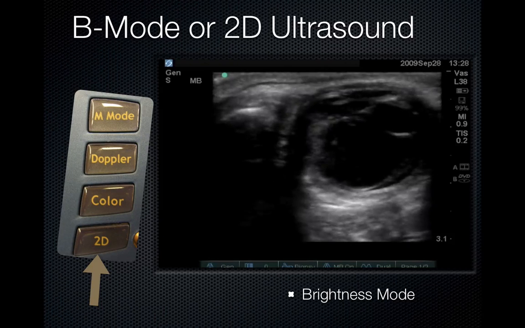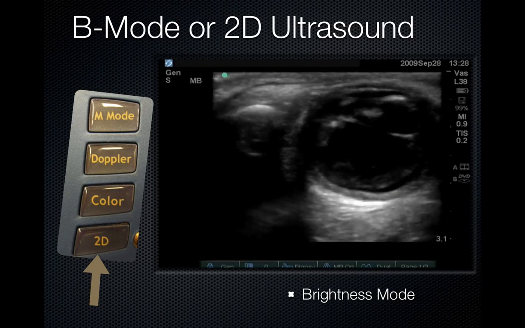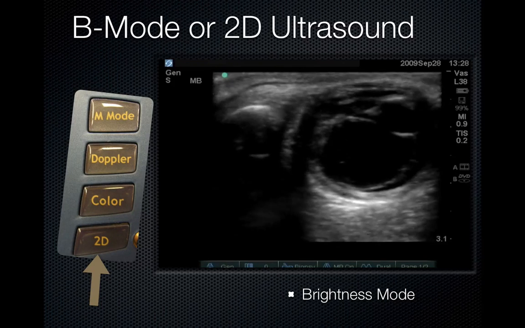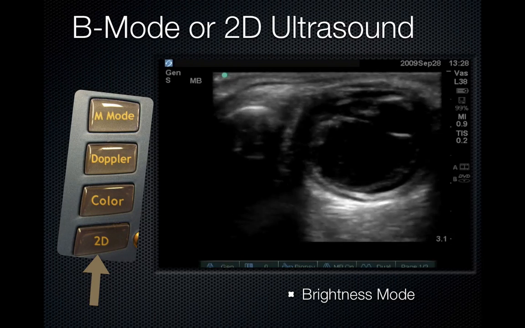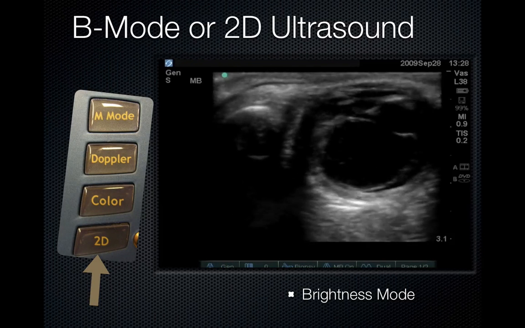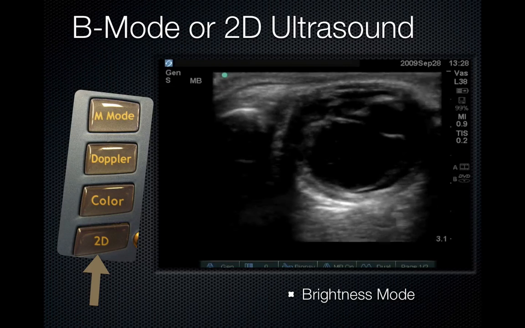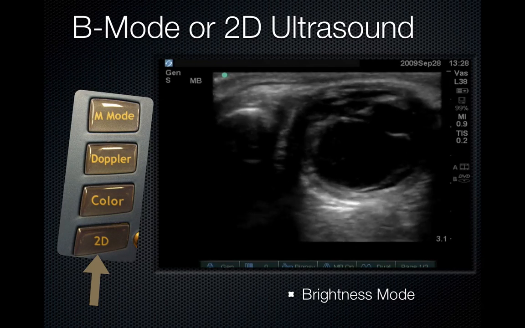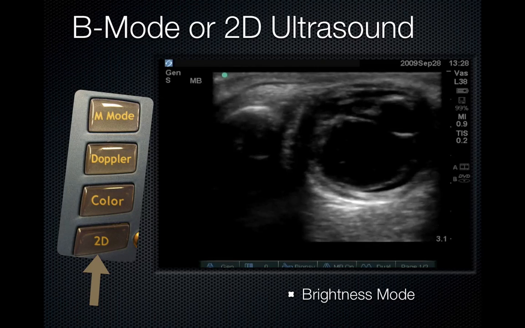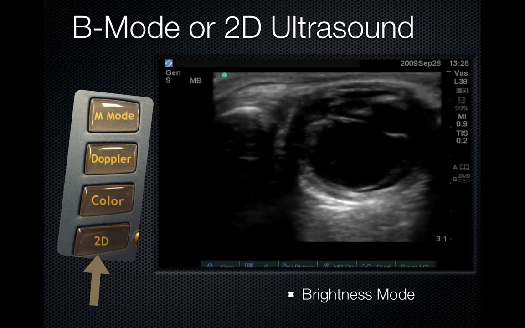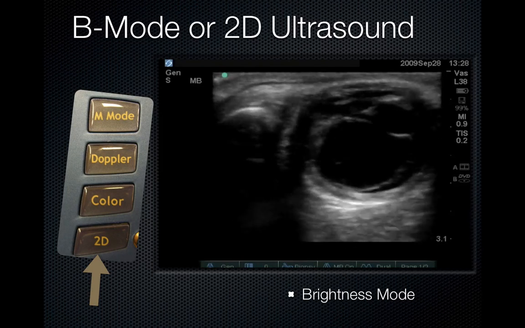B mode, or 2D ultrasound, stands for two-dimensional ultrasound, or brightness mode. This is the basic mode of gray and white scale that you see here. When you are in any of the other modes, such as M mode, Doppler, color, or a combination of the above, and you want to get back to grayscale, you push the 2D button, and this gets you back to home base.